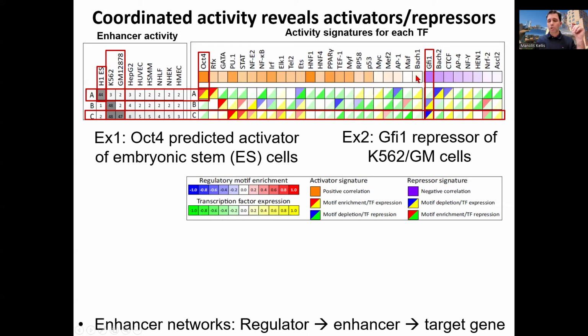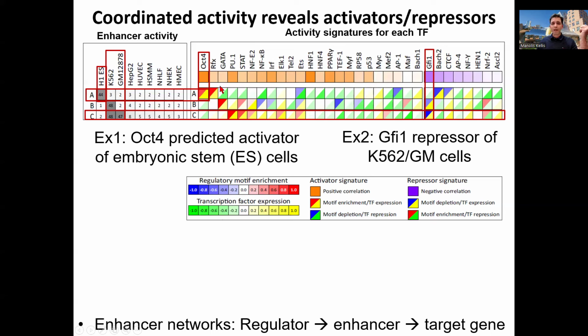Okay? So you can basically now see that we can define signatures of an activator based on the fact that when the motif is enriched and the factor is expressed, those regions are on. You can define the signature of a repressor based on when the factor is expressed, the motif is depleted. Or conversely, when the motif is enriched, the factor is not expressed.